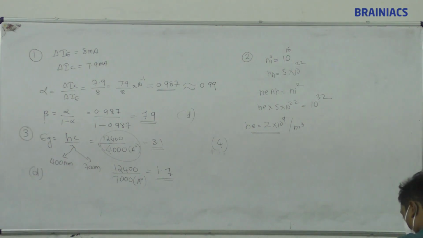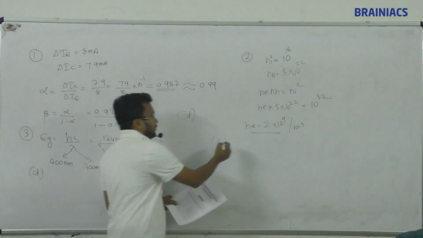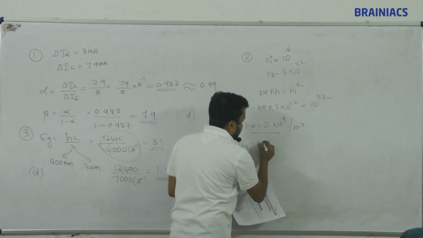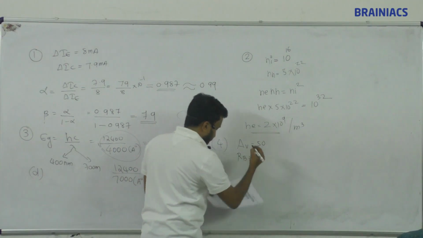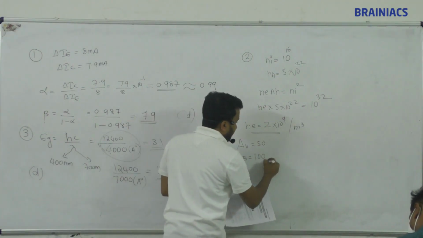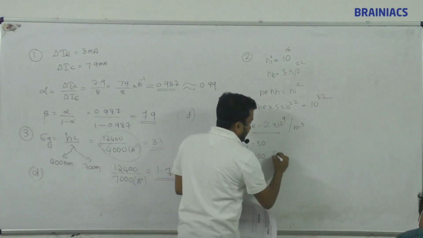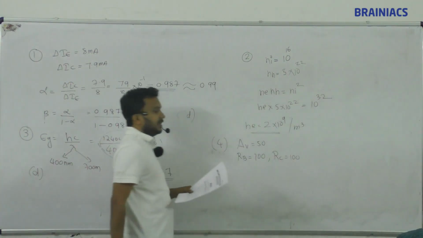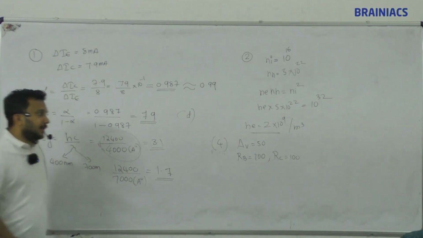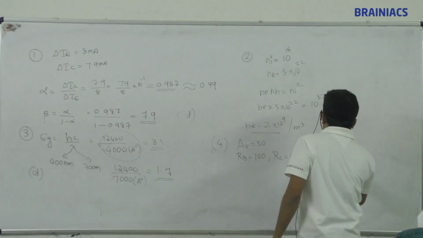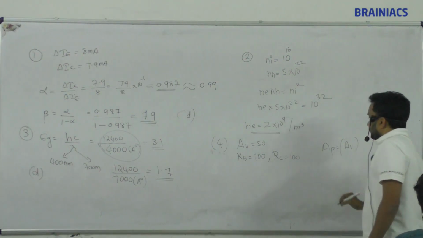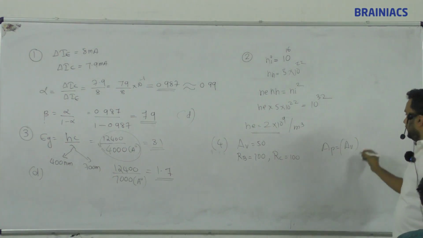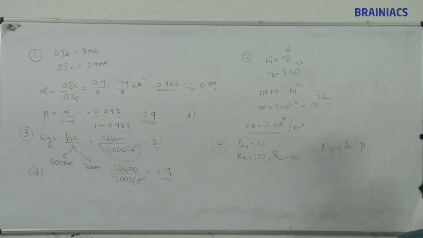What is the fourth question? A common emitter amplifier has a voltage gain, input impedance RB is 100. They are asking about power gain. So how to find out power gain AP in terms of voltage gain? AP is equal to AV into, I told one equation, right? AV into beta, but there is no beta given.